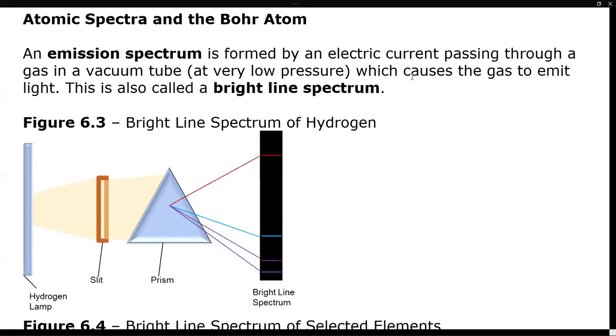So an emission spectrum is formed by an electric current passing through a gas in a vacuum tube at very low pressure. And that causes it to emit light. That light is of very specific wavelengths. So if you take our graphic here, we've got a bulb, it's going to emit light, it's going to pass through a slit, making sure it's going all in one direction. Then it is going to split into different lines, and those lines are, in this case, of hydrogen. There's a red one, there's one that's sort of teal, and then two purple lines.